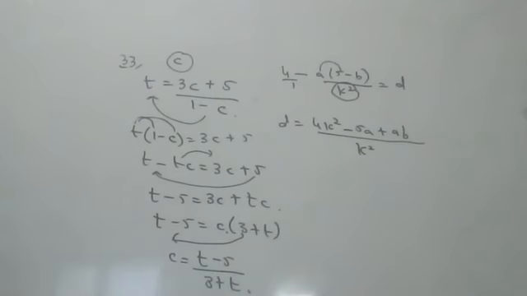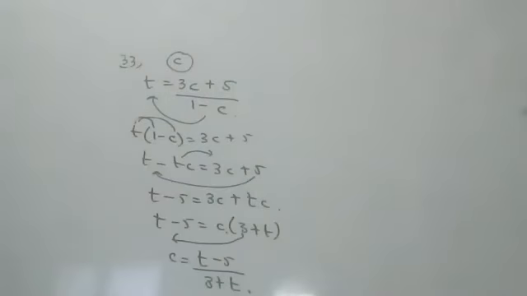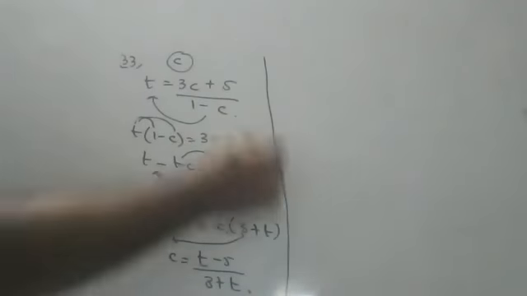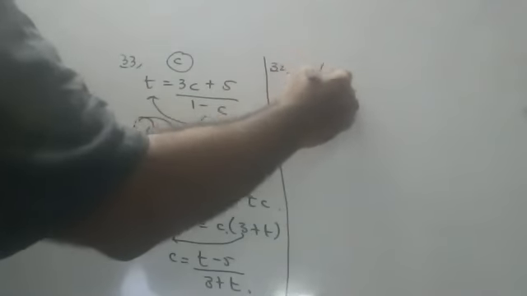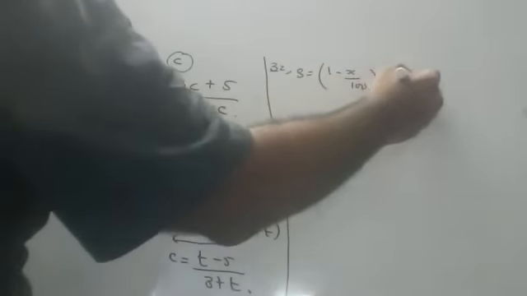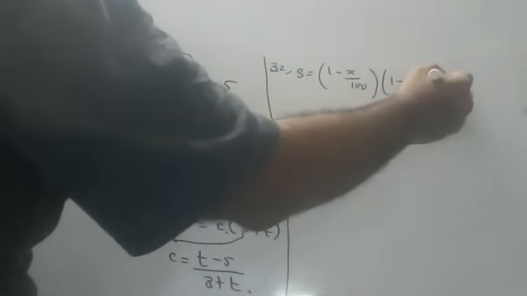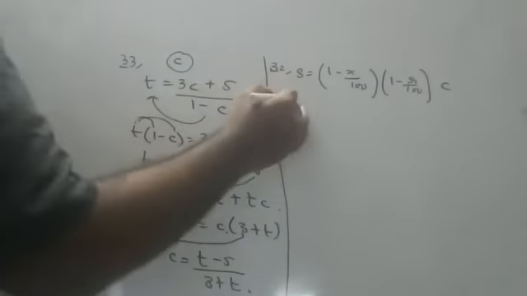Okay. Anyone wants to give a try for 32nd sum, children? 32nd sum. Up to 30 sums I will tell, children. After that you have to do the remaining as homework. You should try. 32nd sum. Anyone wants to give a try? S is equal to 1 minus x by 100, 1 minus r by 100 into c. C should be the subject, children. C should be the subject. Those who don't know, please check.